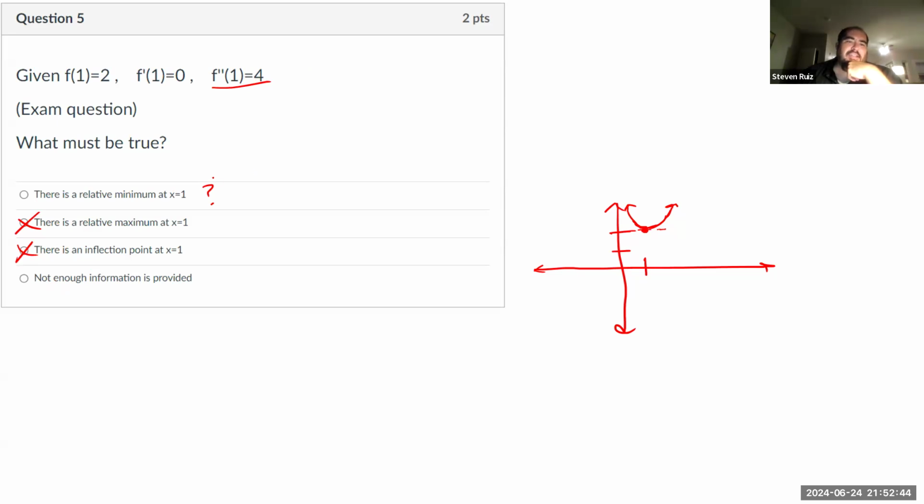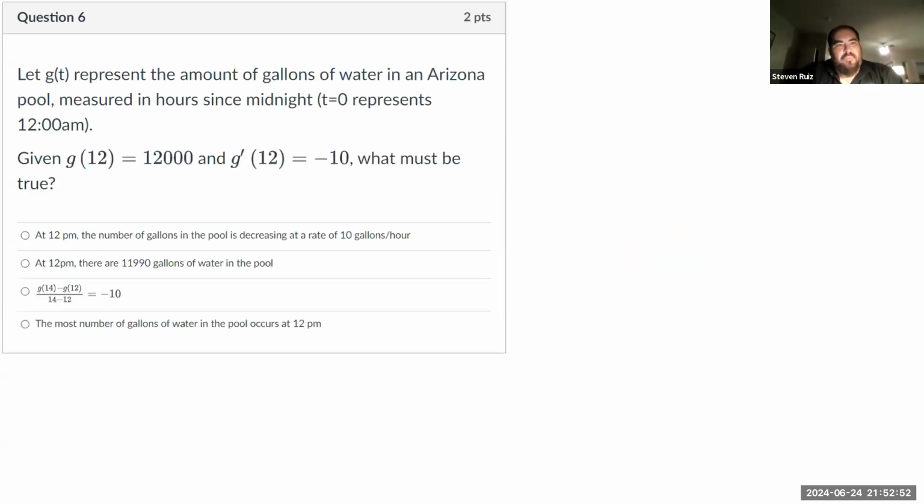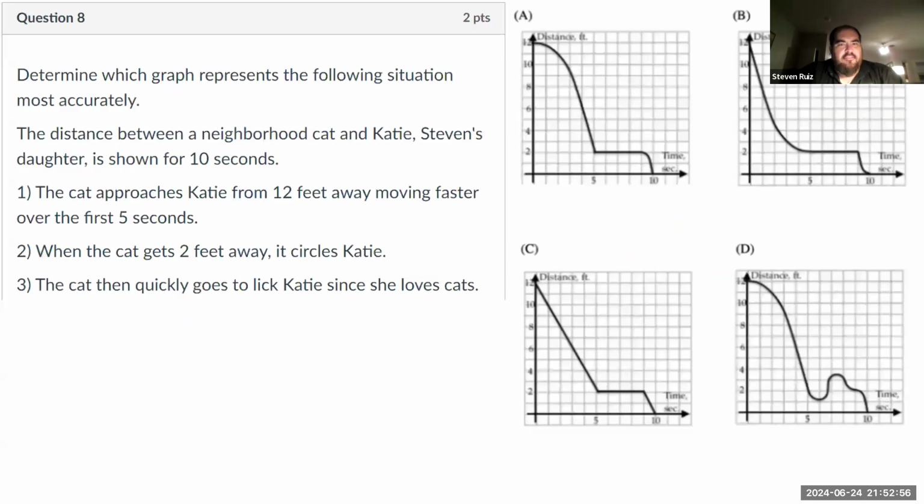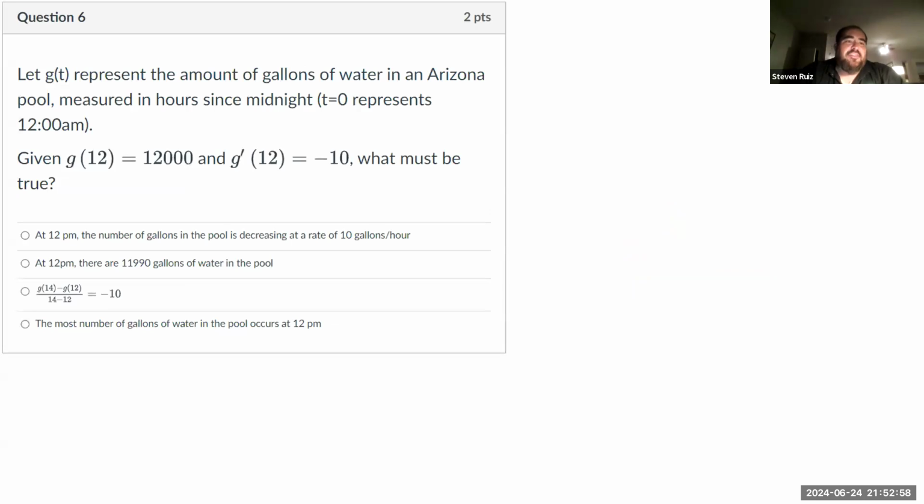I think I know everything I need to know. I know the value of the function and its first and second derivatives here, so I can say for sure I have a minimum at this point. And finally, no, there's 8 questions here.